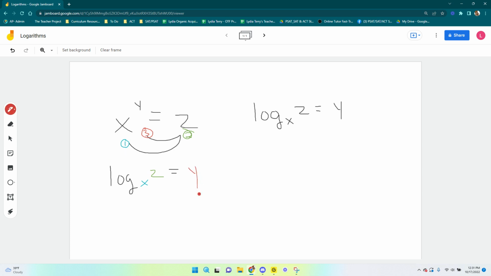Okay, I would recommend that if you come across a log problem, there's usually one. I think I've seen an ACT test that had two of them. You just start by rearranging it as an exponent. Okay, so let's talk about that for a little bit.